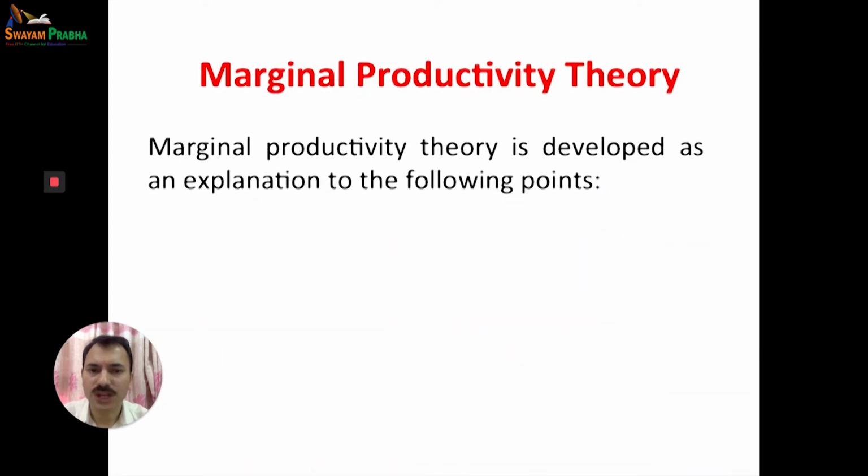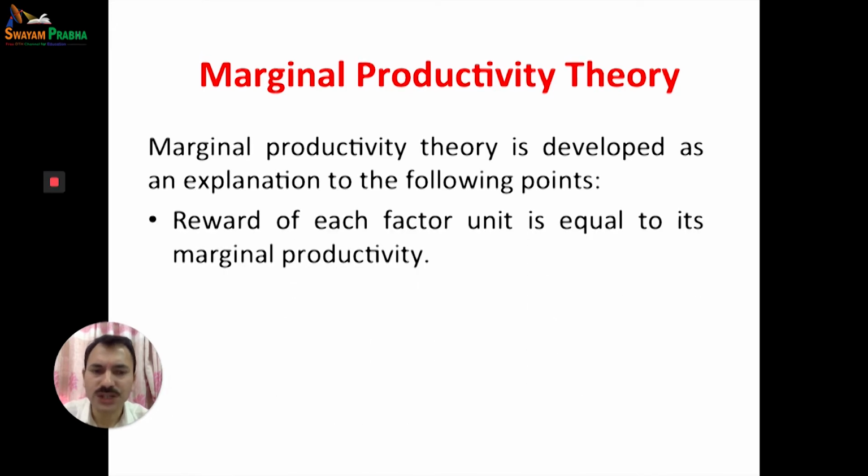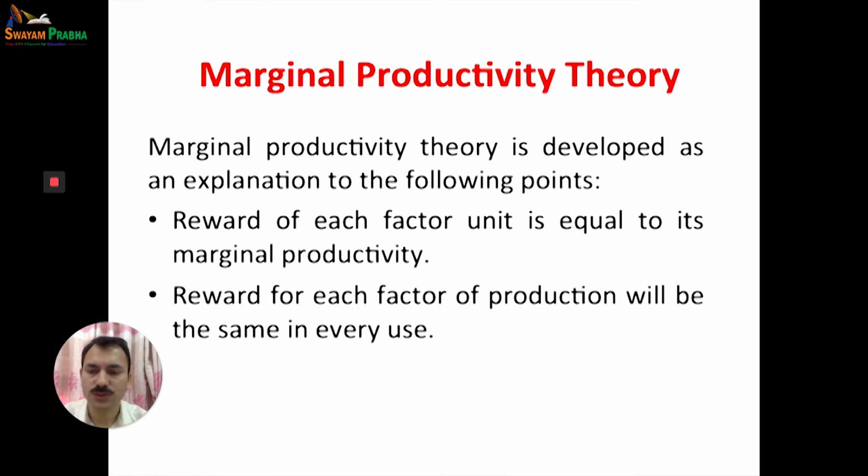Now, marginal productivity theory explains the following points. The reward of each factor unit is equal to its marginal productivity. This is very important: the reward paid to a factor of production, whether land, labor, or capital, is equal to its marginal productivity. Marginal means additional productivity, additional contribution. The reward for each factor of production will be the same in every use, because under this marginal productivity theory, we assume that there is perfect competition.